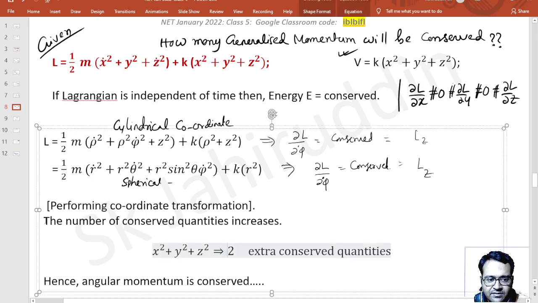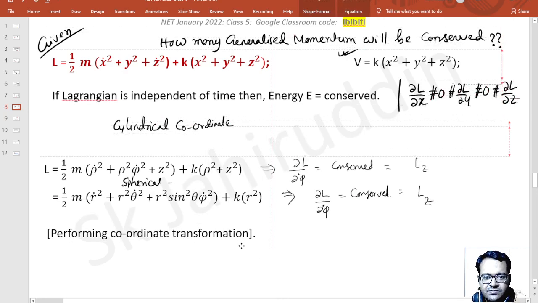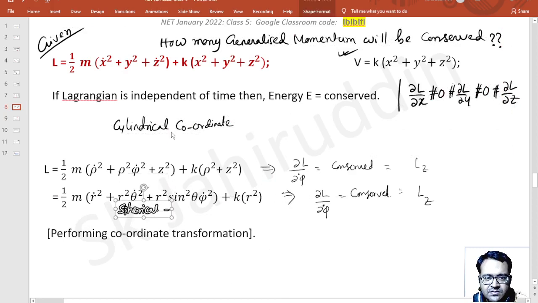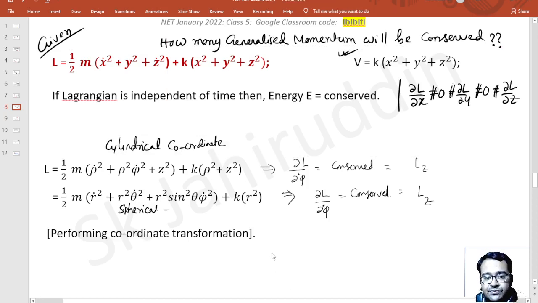So I think I delete all this; these are not that required. What I wanted to say is that if you look at a potential, then look at its symmetry also. Then you can conclude how many conserved quantities there will be. So energy will be conserved, and angular momentum is to be conserved. So you need to perform a coordinate transformation.